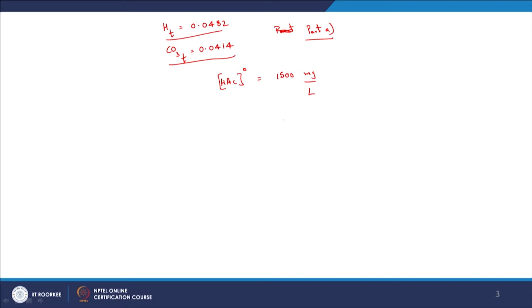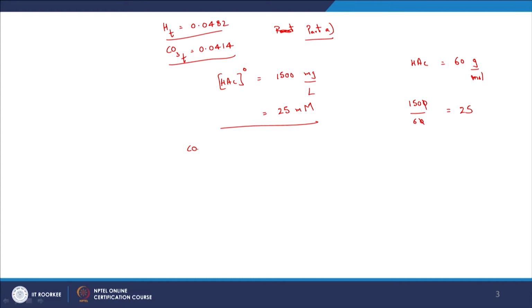I want to convert this into millimolar units, and I think earlier we calculated the molecular weight of acetic acid as 60 grams per mole, right? So dividing by 60, what is that going to be? 1500 by 60, and I think it should be around 25. Is it 25? 6 twos are 12. Yes, it's 25. That's equal to 25 millimolar. So in effect, the digester has gone sour to the extent that 25 millimoles of acetic acid has been formed.